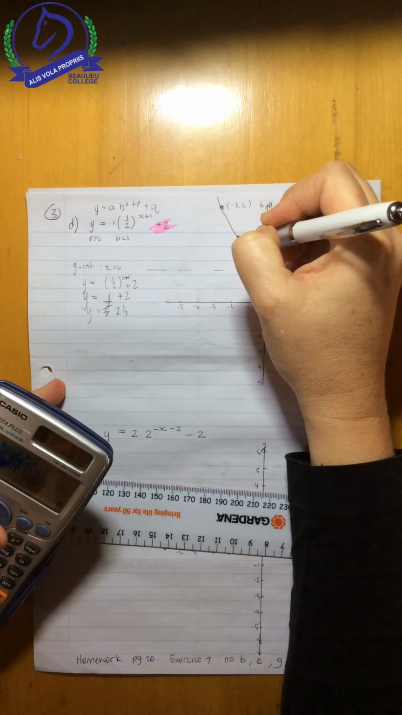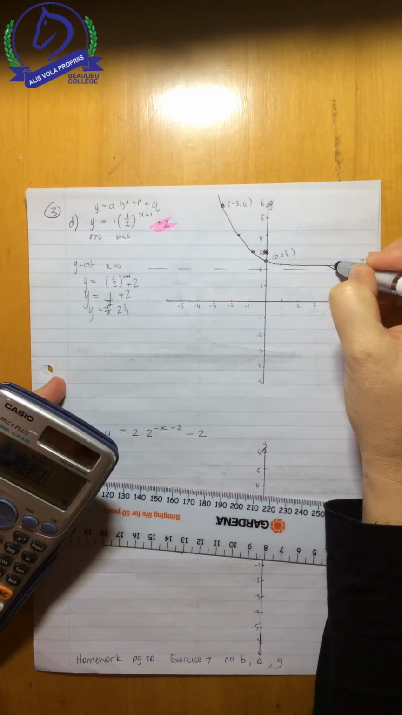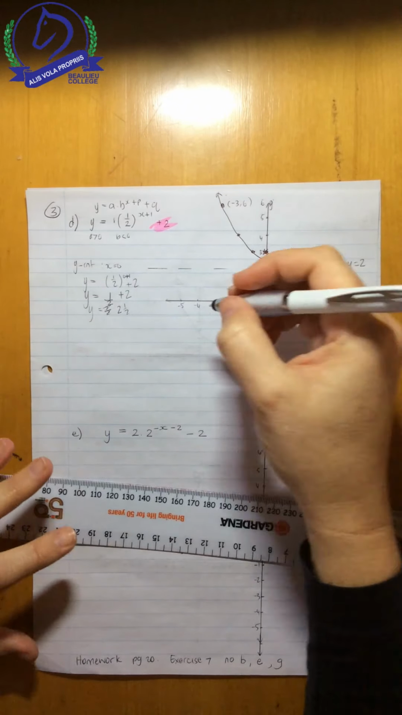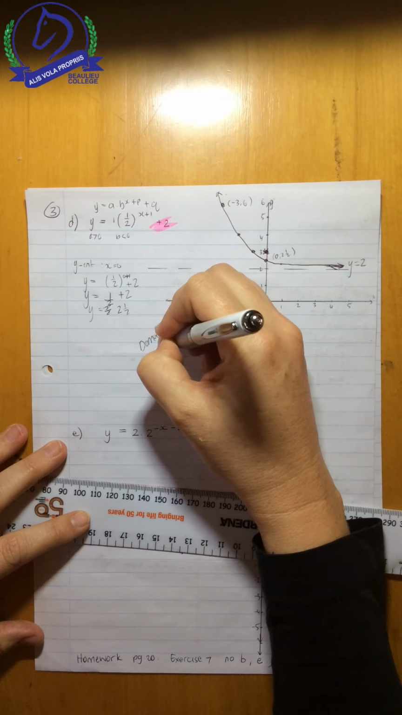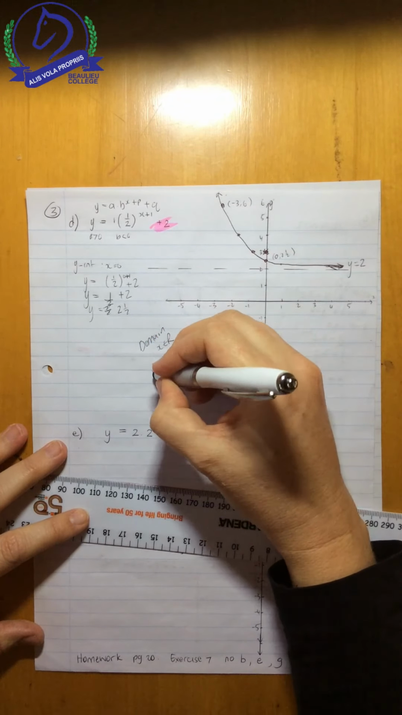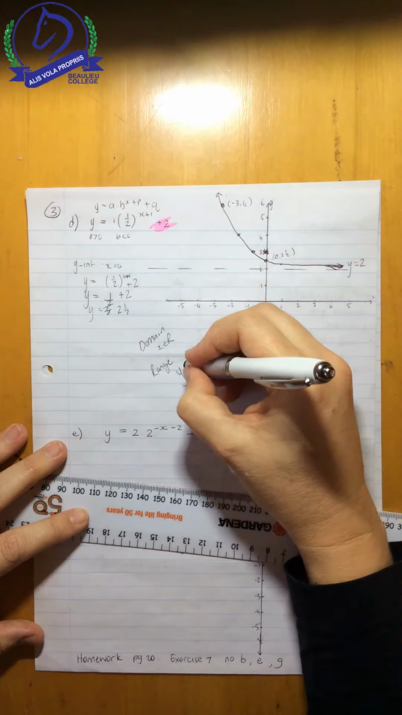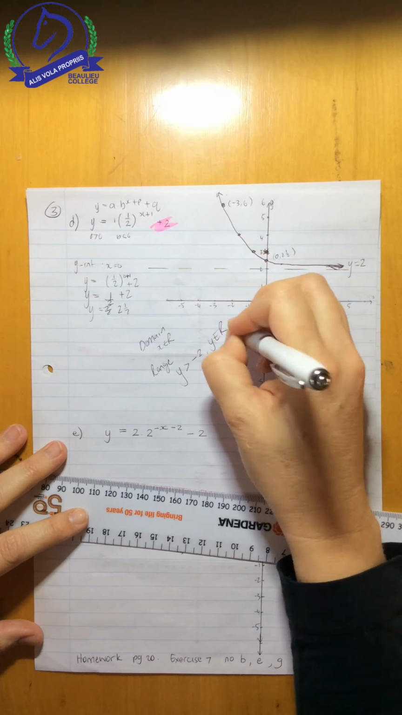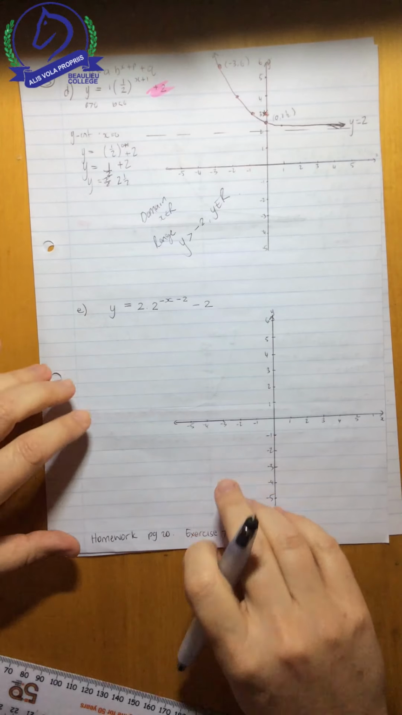So my exponential graph will be doing that. Okay, domain, I will have x part of real numbers, and range y will be greater than minus 2, and y is part of real numbers. Okay, next question.